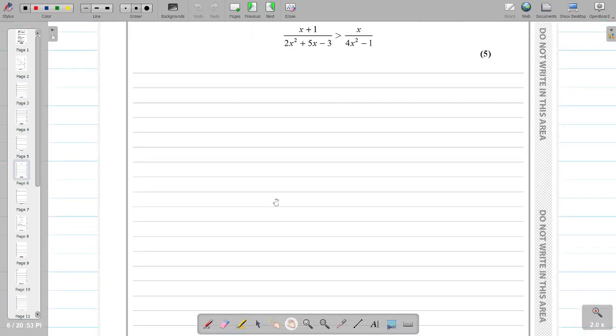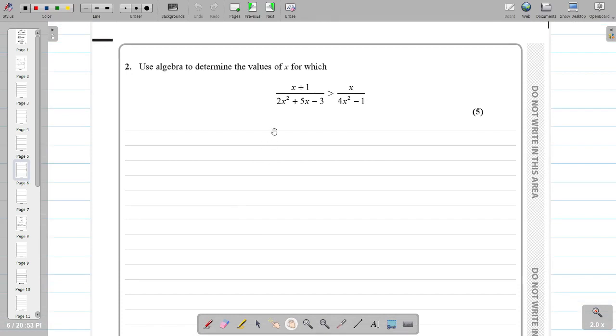All right, let's try this one. Use algebra to determine the value of x for which this is true. All right, this one I can deal with because this one is just a rational inequality, which means we're just going to have to do a lot of algebra and factorization. So x plus 1 over 2x squared plus 5x minus 3 is greater than x over 4x squared minus 1.